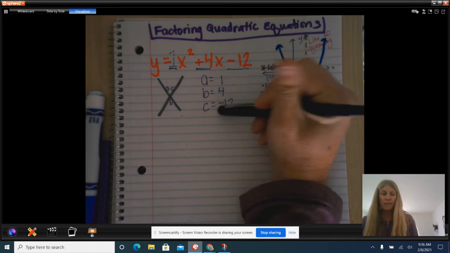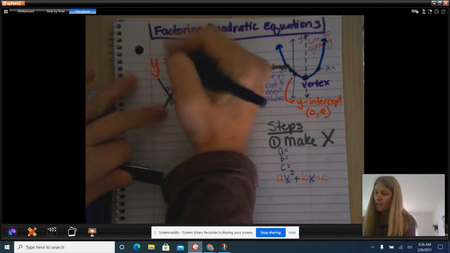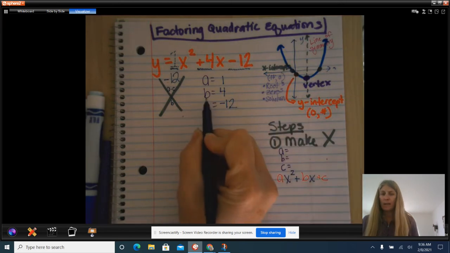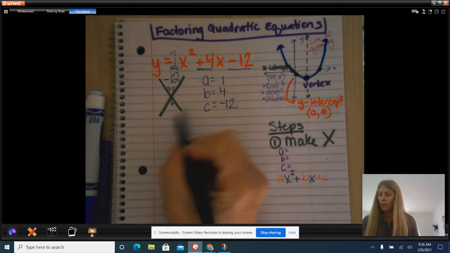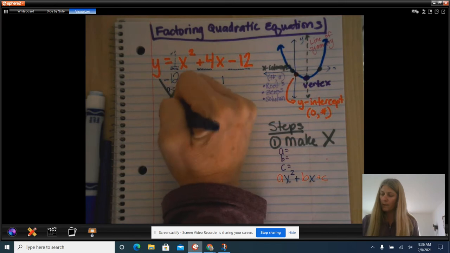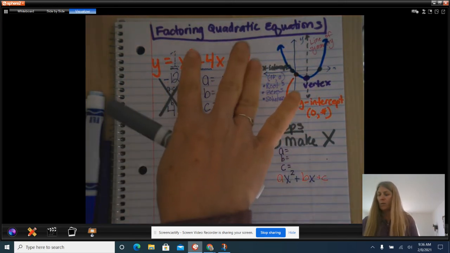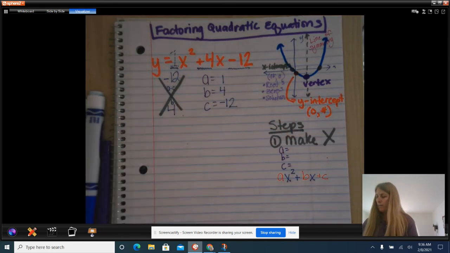So 1 times negative 12 is negative 12. And then we're going to take our b, and that goes on the bottom. So that's a 4 in this case. Okay, so that's how we take our equation and set up our diamond problem.